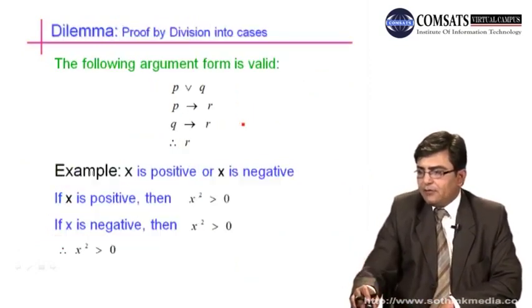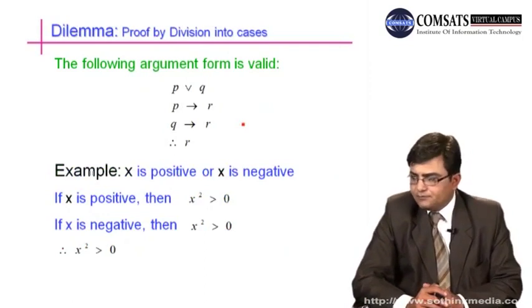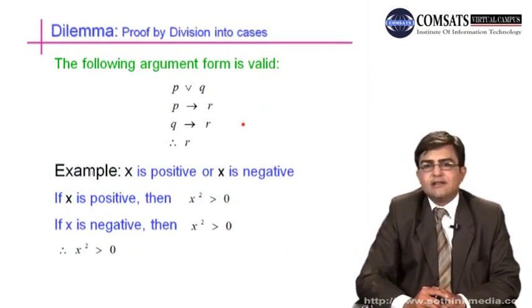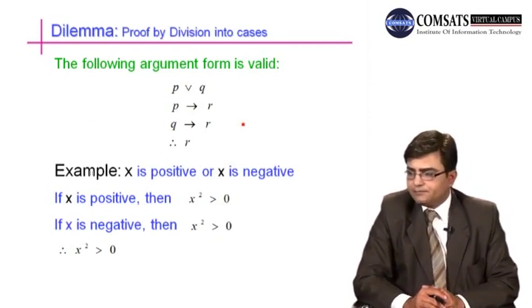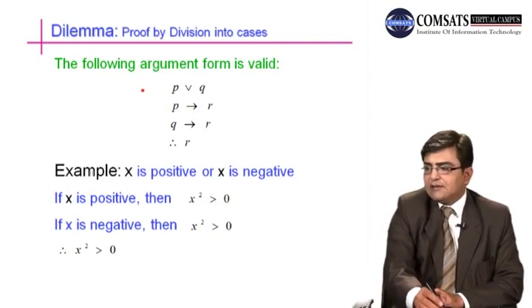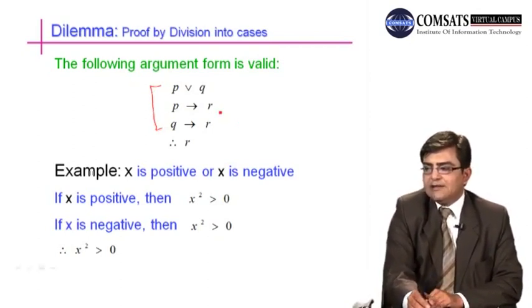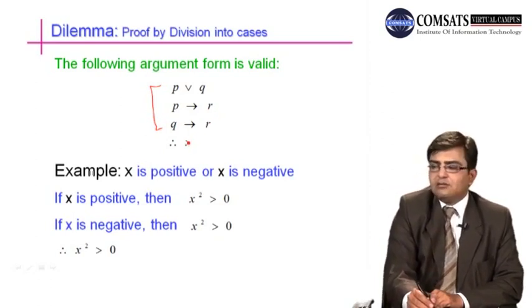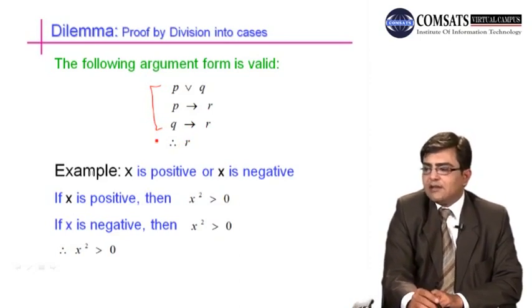So the next form is basically the dilemma. We shall discuss this form in detail when we study the proofs. What is the argument form? In this argument form we have three premises: P or Q, P implies R, Q implies R, therefore R. So in some situations we get arguments of this type.